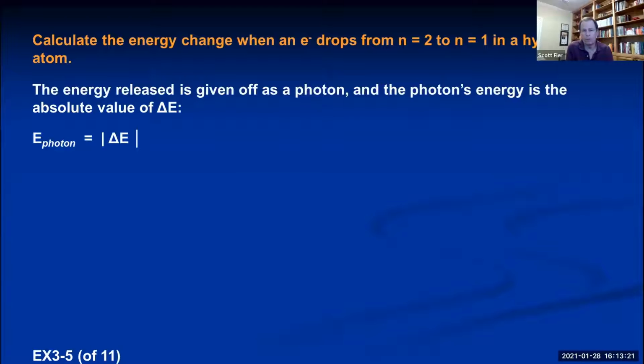So you calculated delta E, it was negative 1.634 times 10 to the minus 18th joules. So if you take the absolute value of that, you now know the energy of the photon that's given off. So that comes out positive 1.634 times 10 to the minus 18. Okay, so that's how you deal with changes in energy. Now, just as an advance, we'll talk about this in a couple of minutes, but once you've calculated how much energy the photon has that's released, what else can you figure out about that photon?